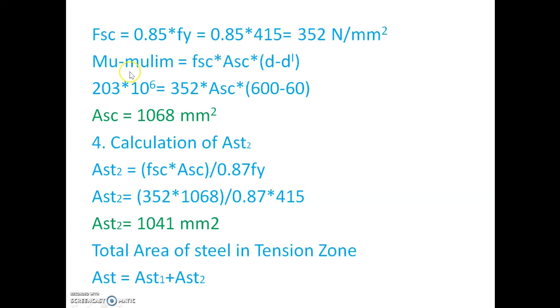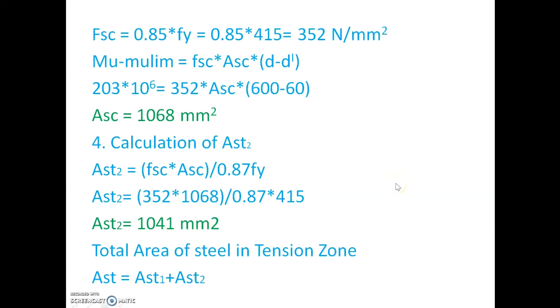After finding out the FSC value, substitute the values in Mu minus Mu limiting. We will get the ASC value, that is 203 into 10 power 6 is equal to 352 into ASC into 600 minus 60. By substituting, we will get ASC is equal to 1068 mm square. After finding out the ASC value, we have to find out the AST value. That is, AST2 is equal to FSC into ASC divided by 0.87 Fy. So substitute all the values and find the AST2 value, that is 1041 mm square.